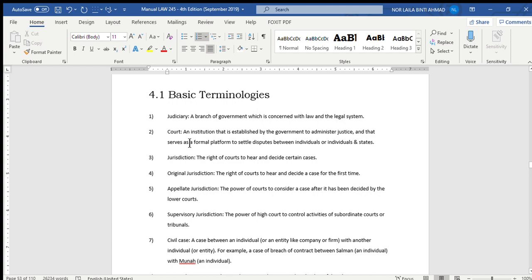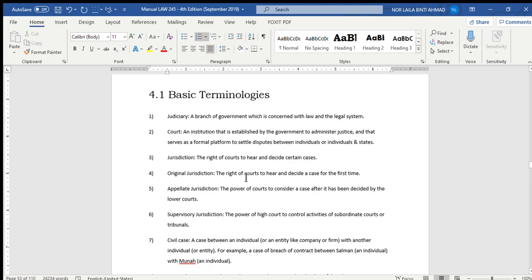Next we have court. Court is an institution that is established by the government to administer justice and that serves as a formal platform to settle disputes between individuals and the state. So the purpose of court is to settle disputes.